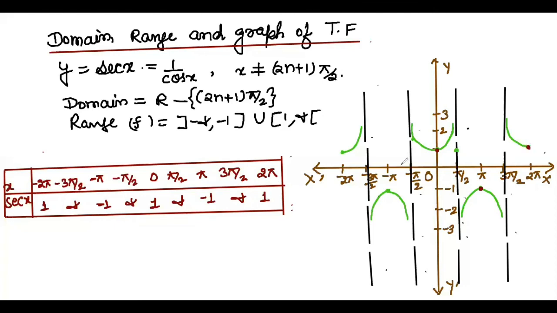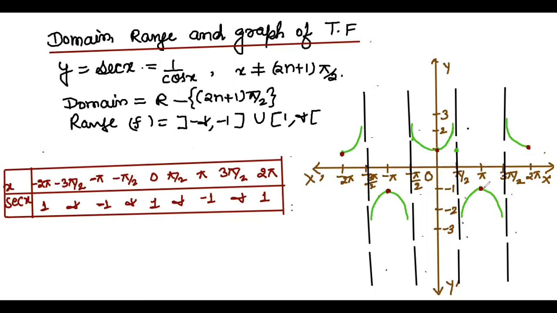Similarly here, sec of -pi by 2 is infinity, then sec of -pi is -1, then sec of -3 pi by 2 is again infinity, and sec of -2 pi is again 1. So here in sec x, in the first quadrant, meaning between 0 to pi by 2, sec x increases from 1 to infinity. In the second quadrant, between pi by 2 to pi, sec x increases from -infinity to -1.